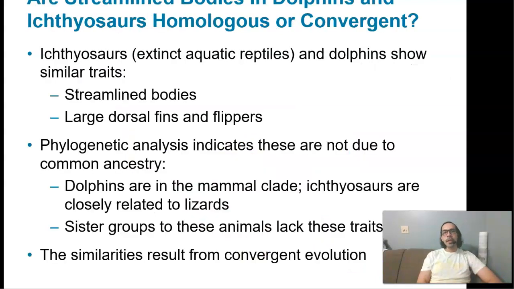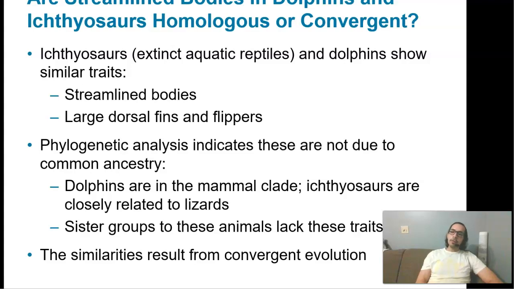And another example, if you look at the streamlined bodies in dolphins and ichthyosaurs, so ichthyosaurs are extinct reptiles or aquatic reptiles, and dolphins, they look very much like dolphins. So they both have those streamlined bodies and large dorsal fin and flippers. Looking at the phylogenetic analysis, this indicates that these are not due to common ancestry because dolphins are mammals and ichthyosaurs are closely related to reptiles.